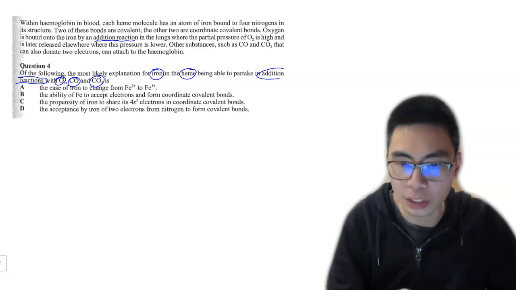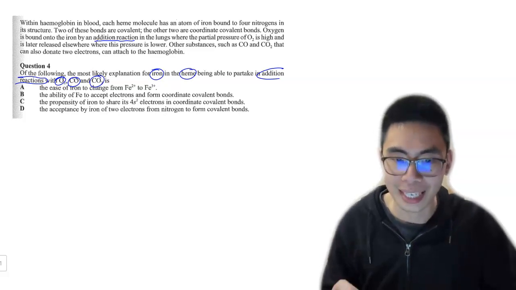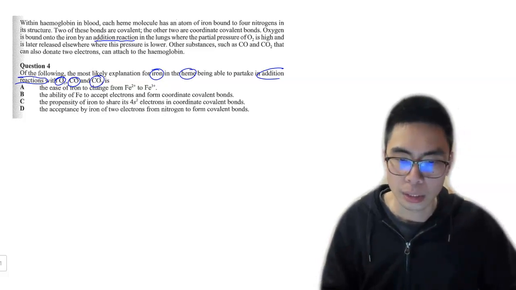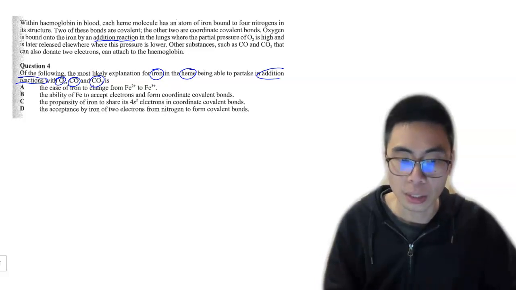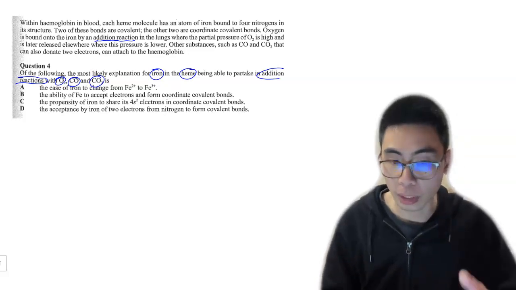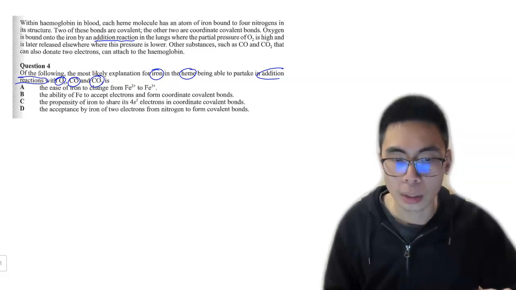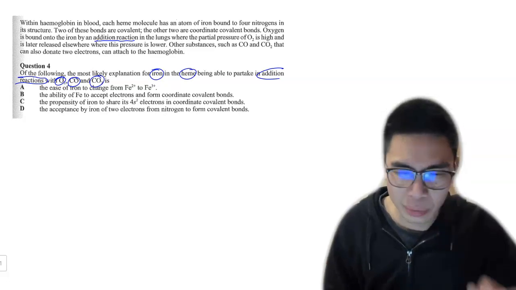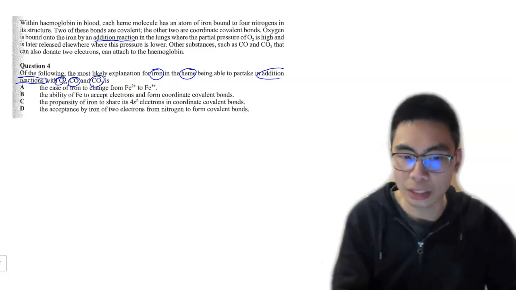Other substances such as CO and CO2 that can also donate 2 electrons can attach to the hemoglobin. So what is this telling us? It's telling us that CO2 and CO donate 2 electrons, and that's how they attach to the hemoglobin. That could be referring to the heme molecule. But what's really important to note is the fact that it says also.